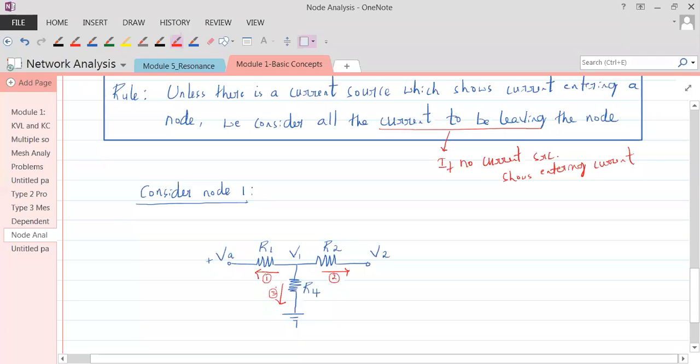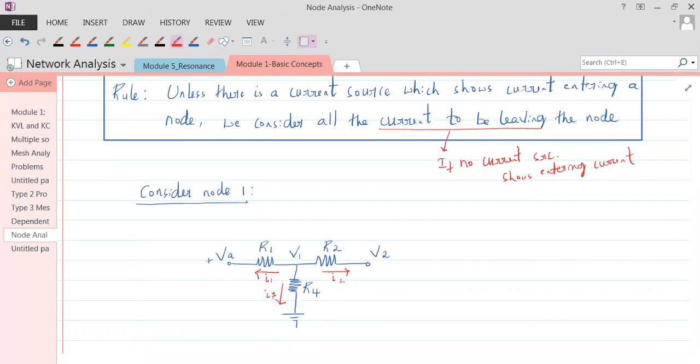Or let me write it this way. Let me call these I1, I2, and I3. Since R4 is going, let me write this as I3, not a problem. All the three currents are leaving. Since there is KCL at node 1, what does it say?